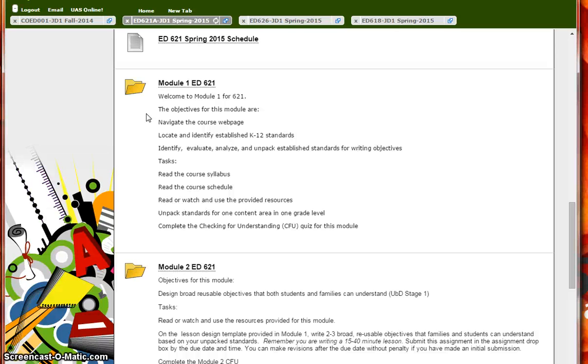Where do you find these raw standards? You can find them on the Alaska Department of Education webpage. The best place to probably find the standards for you to work with is go into the webpage of the school district in which you are working or plan to be working, and use their standards. They may be slightly unpacked already, and that's okay.